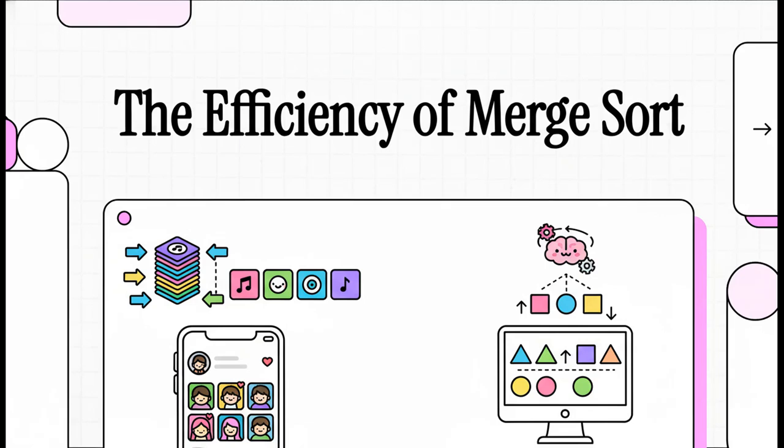All right, let's get right into it. Have you ever really thought about the invisible magic that keeps our digital lives in order? You know, from your massive music library to your social media feed, sorting things is one of the most basic jobs a computer does. Today, we're going to pull back the curtain on one of the slickest, most powerful ways to do it: merge sort.